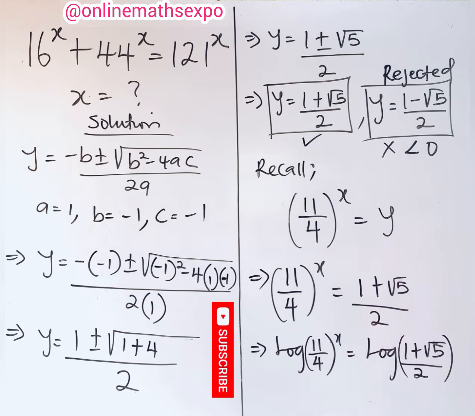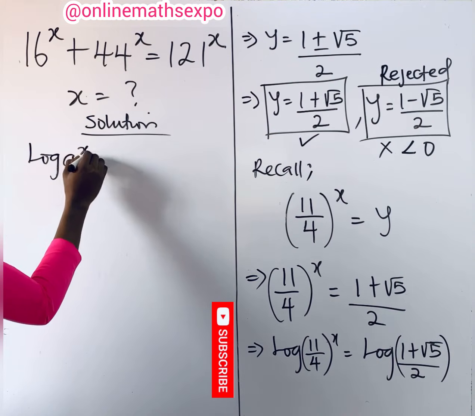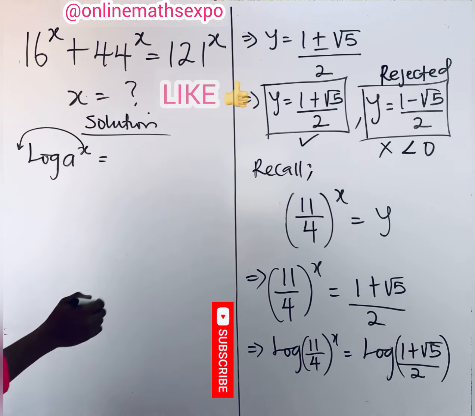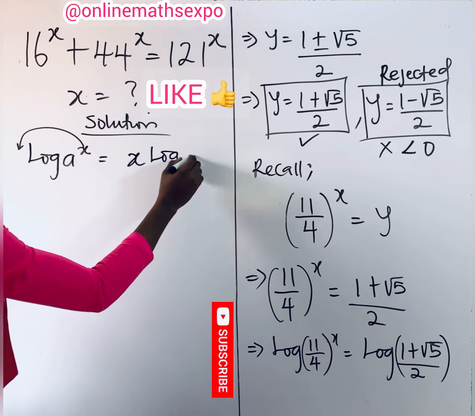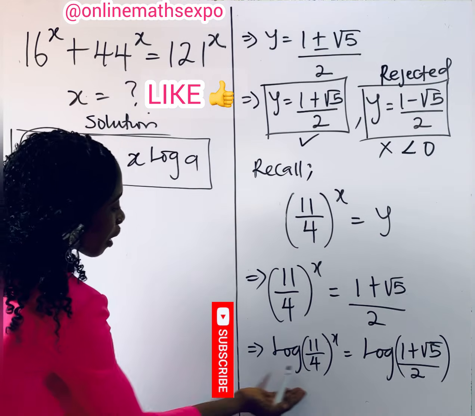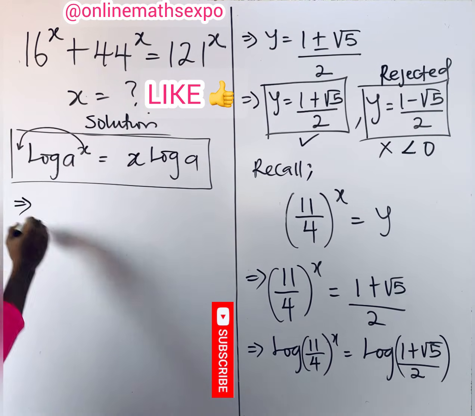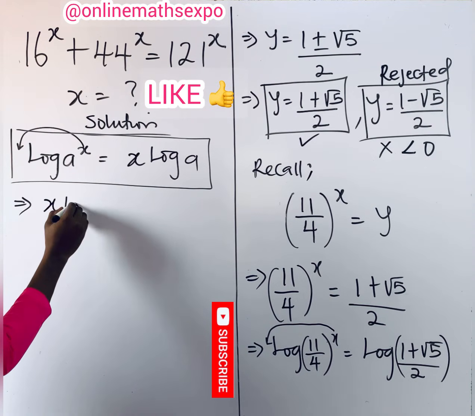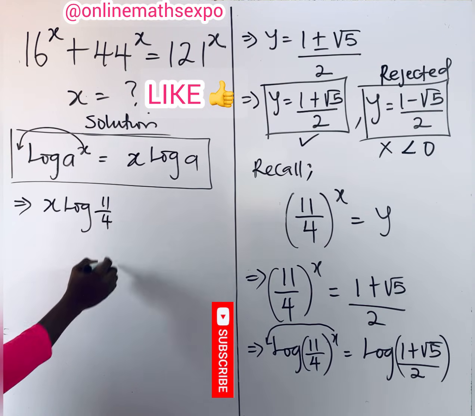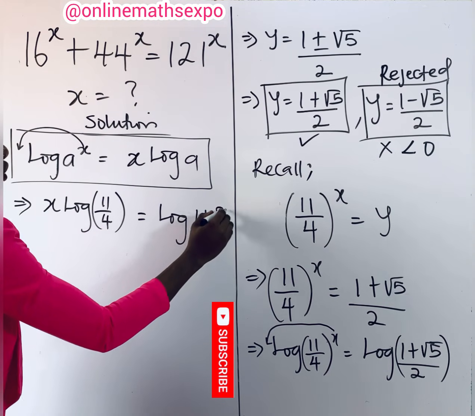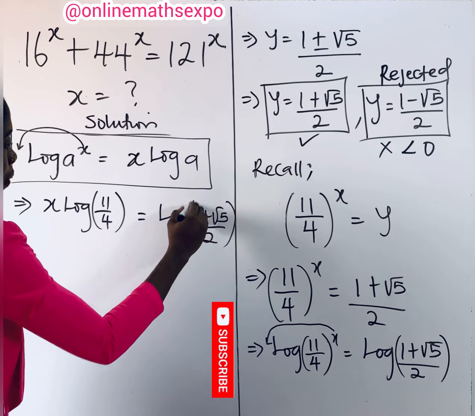So what do you do? Just remember this rule of log, which says log of a to the power of x: this power is always used to multiply the log. So it's going to give us x log a. Okay, so this is going to guide us. Now to do it, we are going to remember what we have here. So in that case, this x is going to multiply the log. So we have x log of 11 divided by 4 is equal to log of 1 plus root 5 divided by 2.